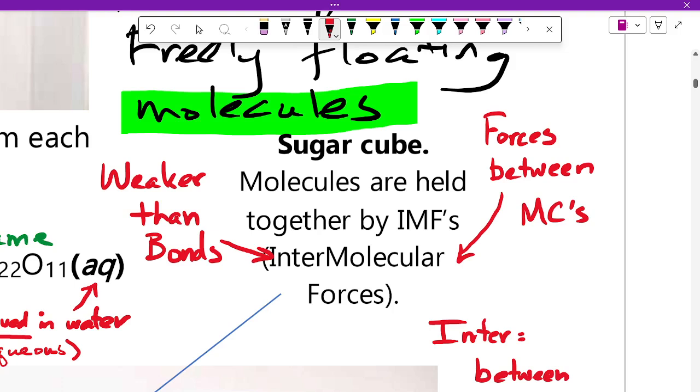Is any of this going to be on your test? No. So you're like, why am I learning it? Because it is foundational to everything that we do in this course. If you don't understand these things, you cannot do Chemistry 12.